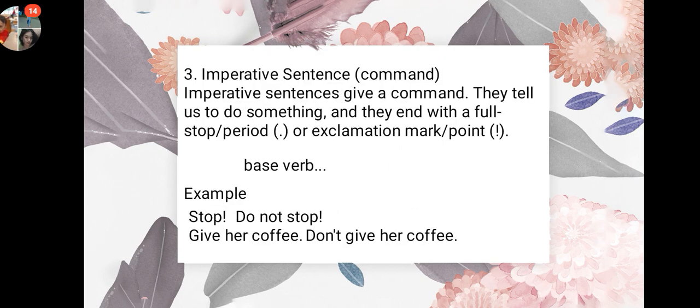The third one is the imperative sentence. It gives a command or tells us to do something and ends with a full stop or exclamation mark. For example, stop. Do not stop. Give her coffee. Don't give her coffee. It tells us to do something. Stop. You need to stop. And it ends sometimes with an exclamation, sometimes with a period, and that's it.